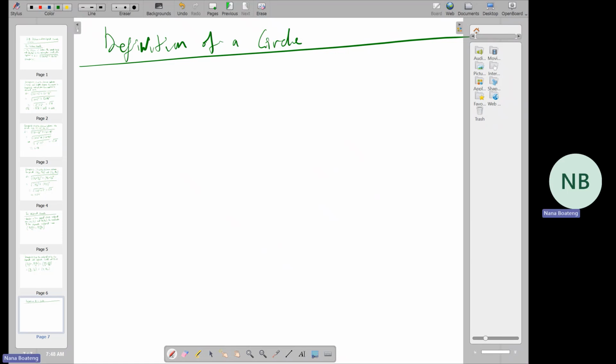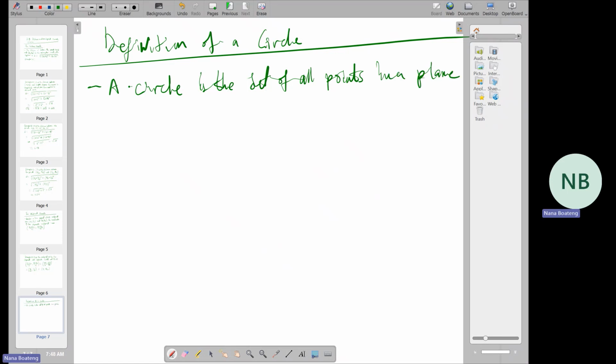All right, so we have a standard form for the equation of a circle. So let's try to write that down. Let me write the definition of a circle down. A circle is a set of all points in a plane.